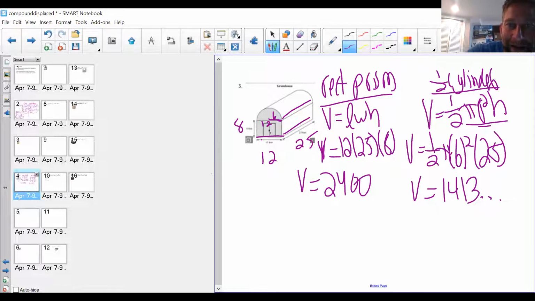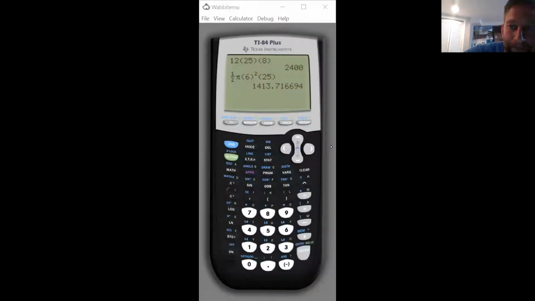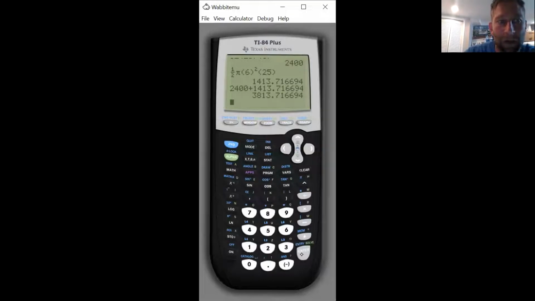So the amount of space that this thing takes up is 2400. The amount of space that this thing takes up is 1413. So the total amount of space the whole thing takes up would be 2400 plus 1413. I'm just going to copy and paste the values in my calculator. And I get, to the nearest tenth, 3813.7.